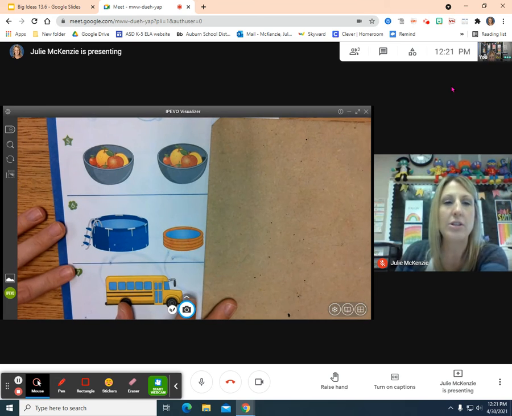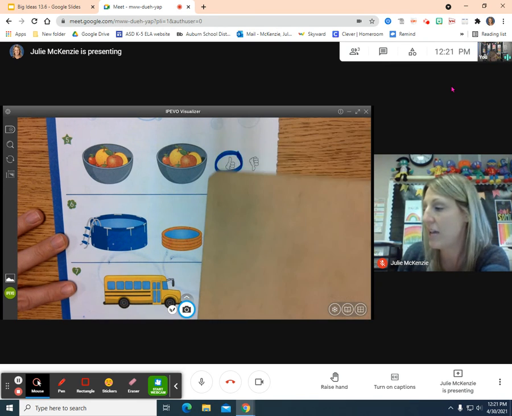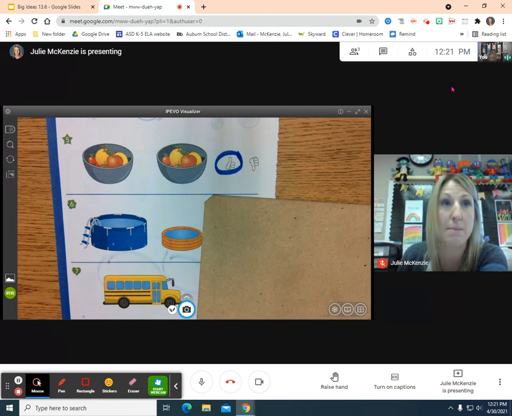Okay, take a look at the two bowls. I can see that the two bowls are the same size as each other. They have the same capacity. So yes, that's a thumbs up. They hold the same amount.